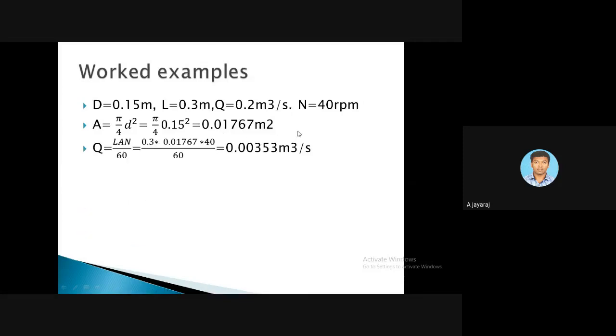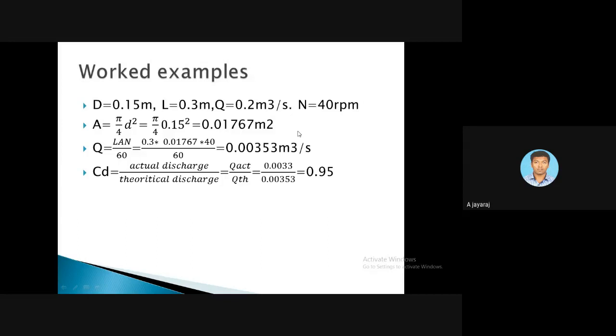Area of the cylinder, we know the formula in order to find out the discharge for a single acting pump. It is LAN divided by 60. Multiplying the values of L, A and N over 60, I'll be getting the value of theoretical discharge as 0.00353 meter cubes per second.